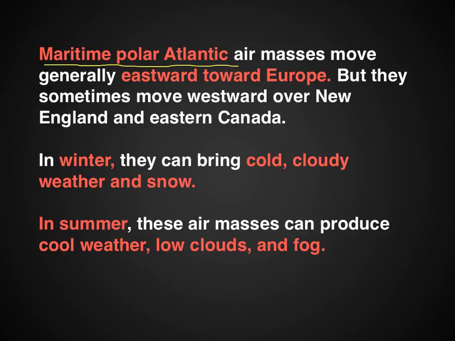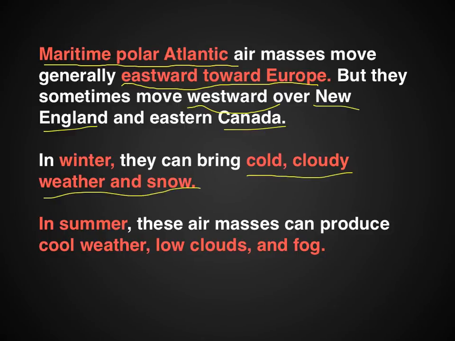The maritime polar Atlantic air mass is a weird one. Usually, it heads east toward Europe. But every now and then, it tends to move westward over New England and eastern Canada, and it brings cold, cloudy, snowy weather. If you've ever heard of storms called nor'easters, these are coming from that maritime polar Atlantic air mass. The reason Boston and New York City have gotten so much snow this year is we've seen a big push from that air mass interacting with the northeastern U.S. In summer, we tend to get cool, low clouds and fog from these maritime polar Atlantic air masses.